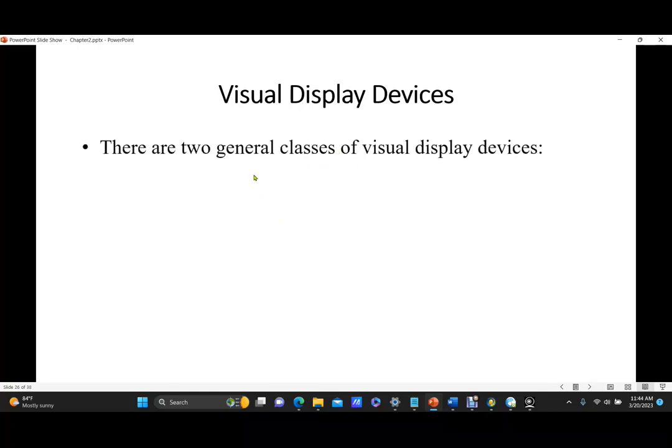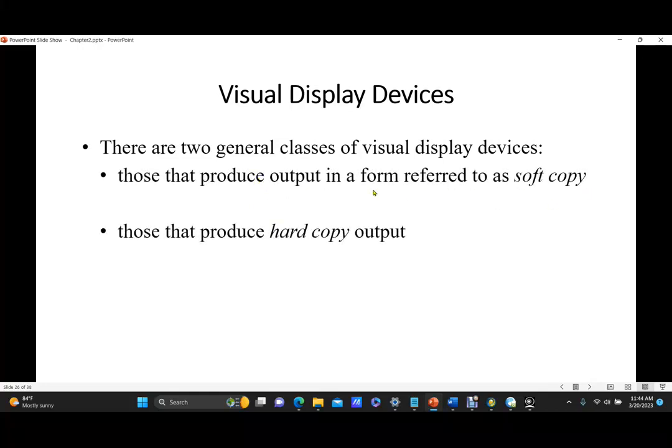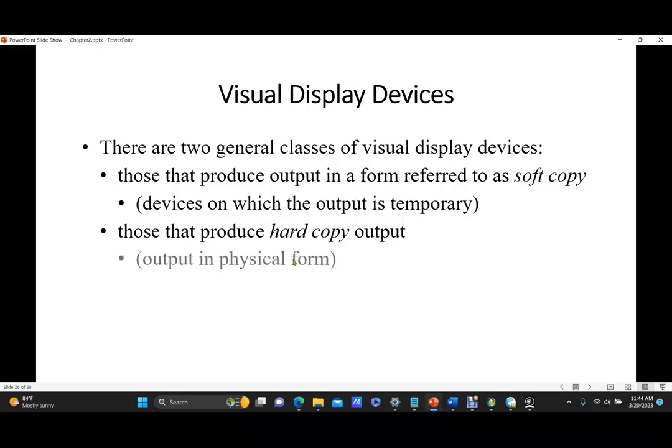There are two general classes of visual display devices, those that produce soft copy and those that produce hard copy. Soft copy is temporary, like the image on a computer screen. Hard copy is more or less permanent in a physical form, like printed on paper.